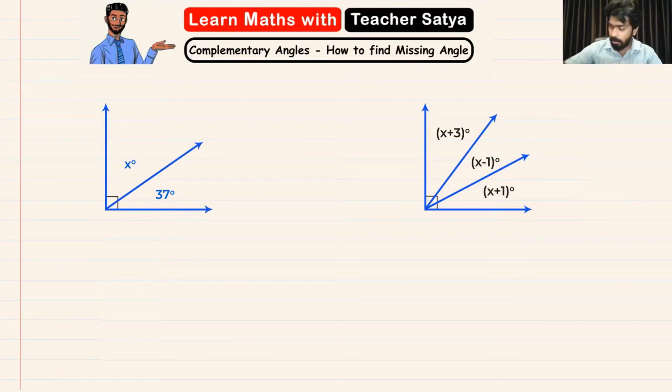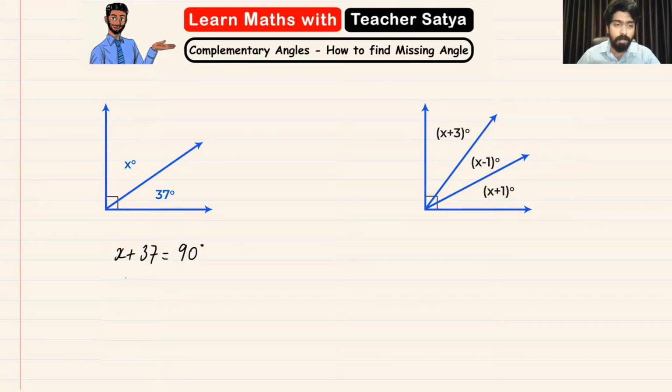If you take a look at this, as you know, this sign means it is a right angle, and this is a complementary angle also, as these two angles would add up to 90 degrees. So let's find the missing angle x here. What we know from this question is x plus 37 should be equal to 90 degrees, as complementary angles means angles adding up to 90 degrees.